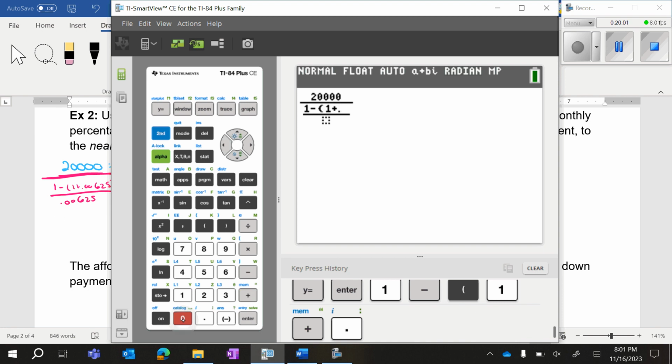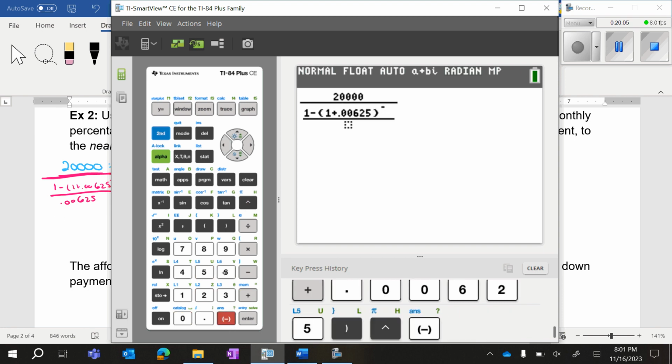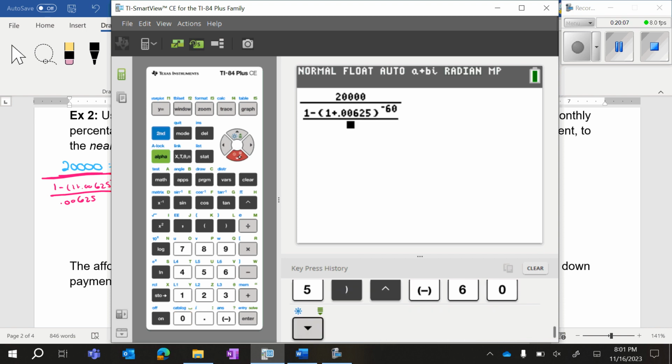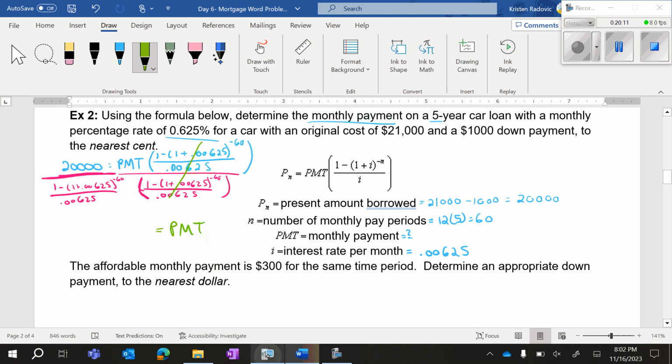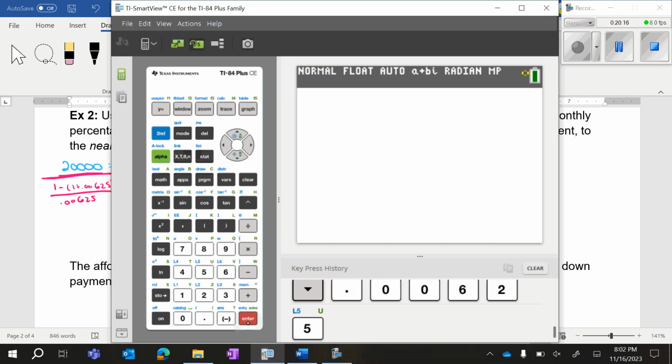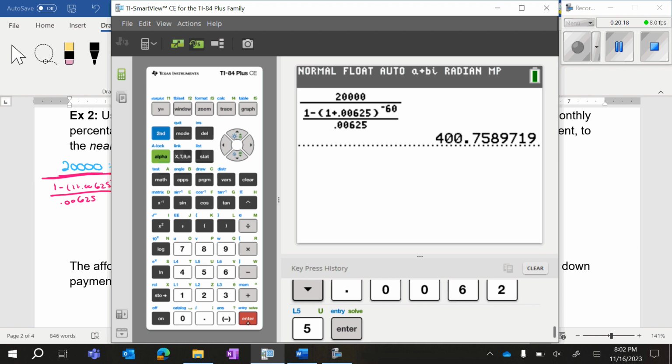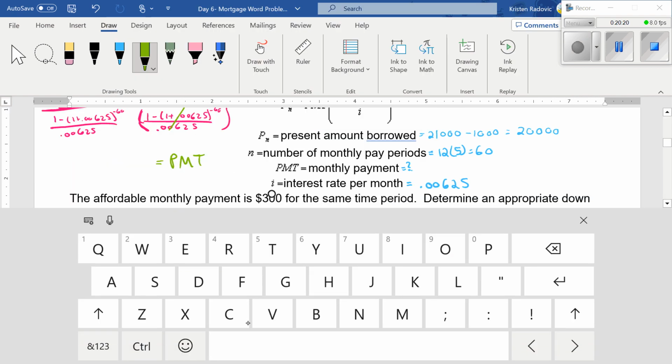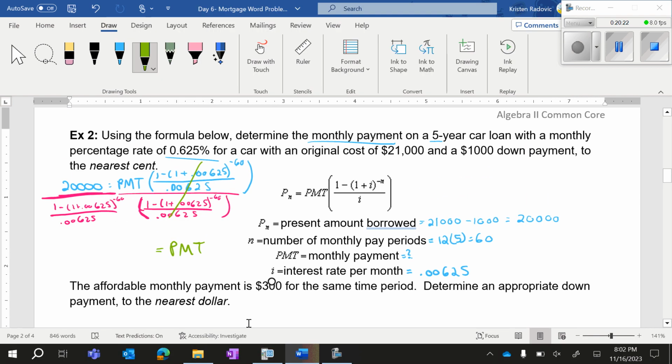You get 475, let's see, what am I rounding to? To the nearest cent. So I have 476 cents. There we go, that's part A.